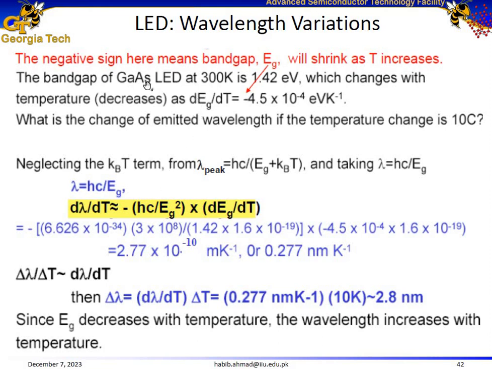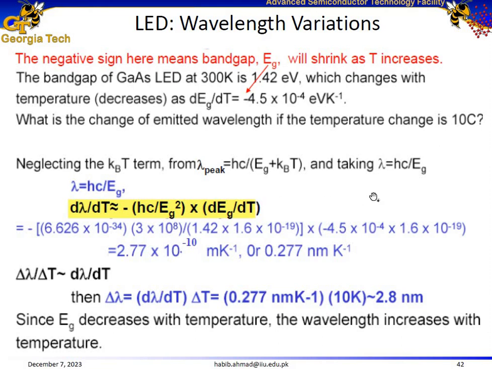So consider a gallium arsenide based LED. Gallium arsenide has a band gap of 1.42 electron volts at room temperature, and the temperature coefficient, the derivative of the band gap with respect to temperature, is this value, electron volts per Kelvin. We need to calculate the change in the peak emitted wavelength if the temperature changes by 10 degrees C.